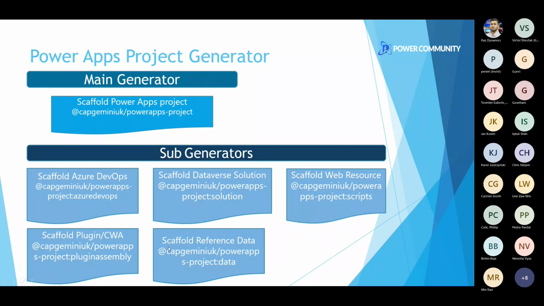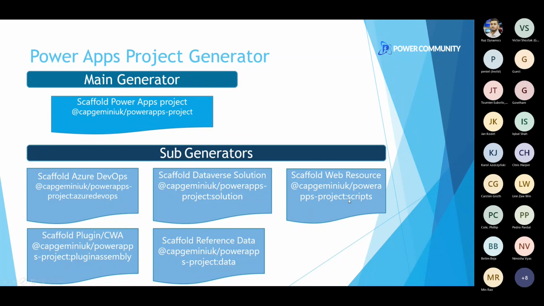And the other subgenerators are optional. It depends on your project needs. If you have a requirement of writing plugin assemblies, then you can run this plugin assembly subgenerator. This is going to create another C# project where you can start writing your plugin code and the custom workflow activities.